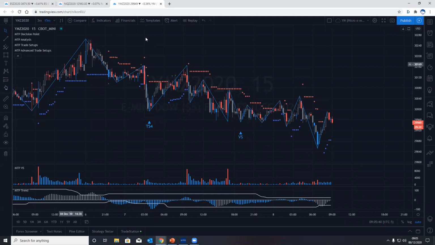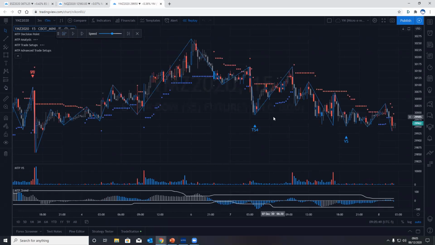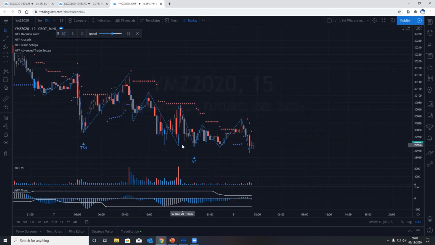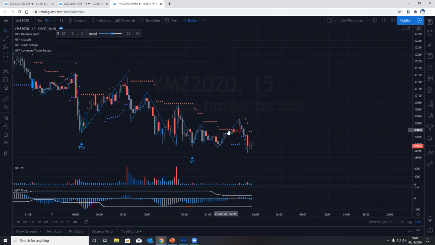So what do we do? I'm just going to use the replay mode here in TradingView and go back a little bit in time. What we're looking to do is project our DP support or resistance zones out on the chart in the future. You can see here we had a move down. The market was starting to go back up. If I go forward a bit, can you see how it's starting to go back up? So as it's going back up, we're now looking for potential resistance areas.